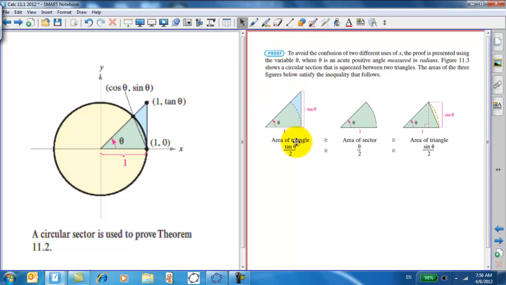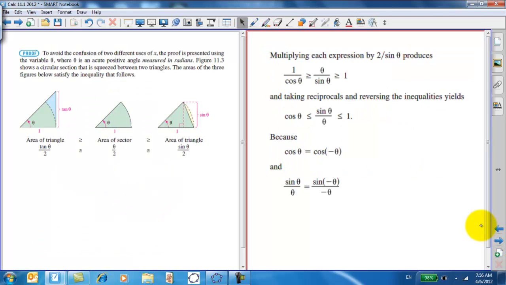There's the area of the triangle, tan theta over 2. There's the area of the sector, theta over 2, because it's basically 1/2 r squared theta. And here's the area of the triangle, sine theta over 2. Okay? And you can get these in between each other. And then basically with some tricks with the squeeze theorem, here's your sine theta over theta. Cosine theta is approaching 1 as theta goes to 0. And this is at 1. So that's why the whole thing approaches 1.